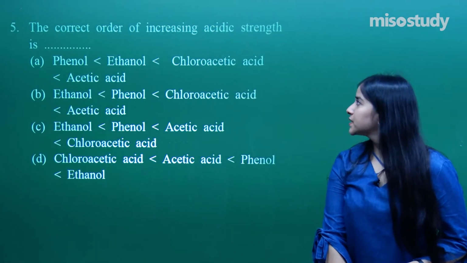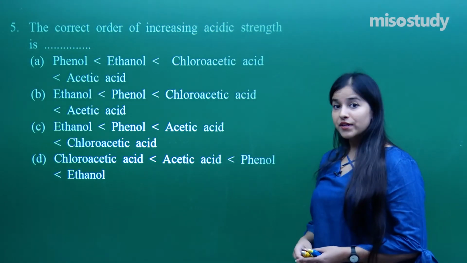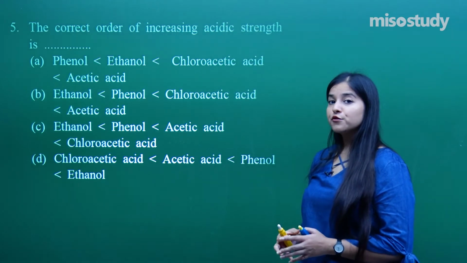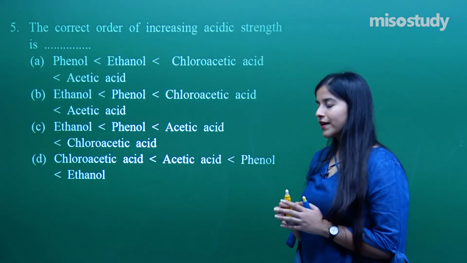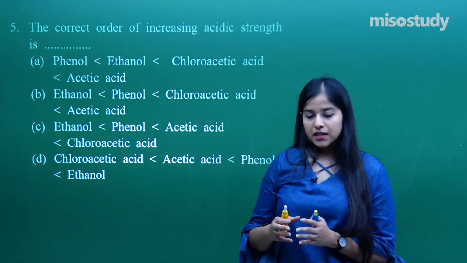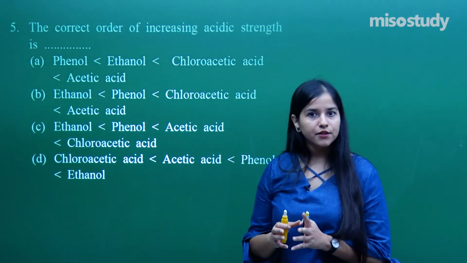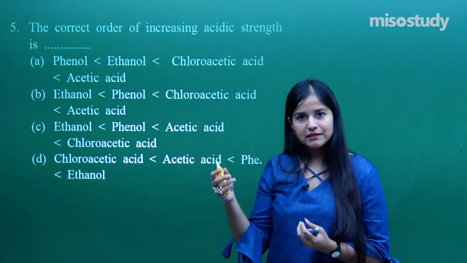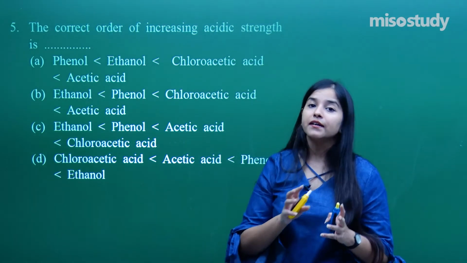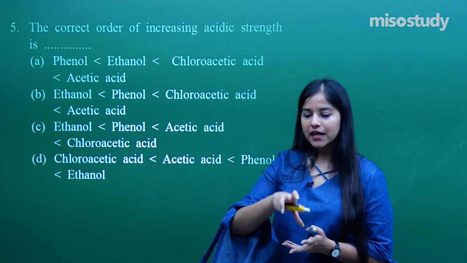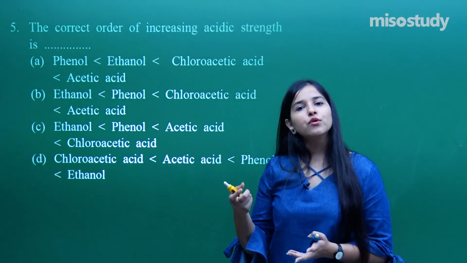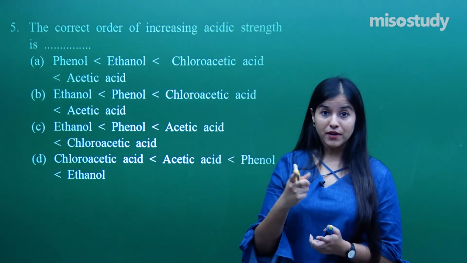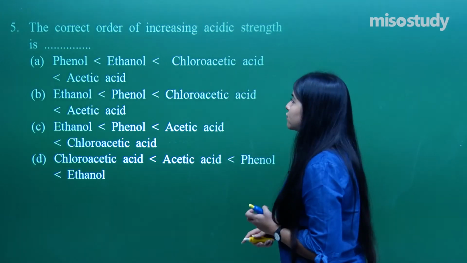Now the next one is the correct order of increasing acidic strength. Now for acidic strength, you have to be very careful because, as I have told you in many lectures, if we need to check out the acidity for a particular compound, what you have to do is just release the H positive and then see the stability of the remaining anion, right? And you will get your answer. If the anion is very stable, then the molecule will be readily giving out the H positive and being most acidic, right? So that is the funda you have to follow.